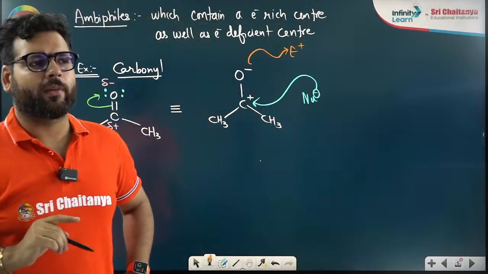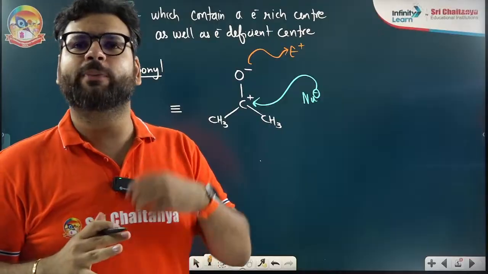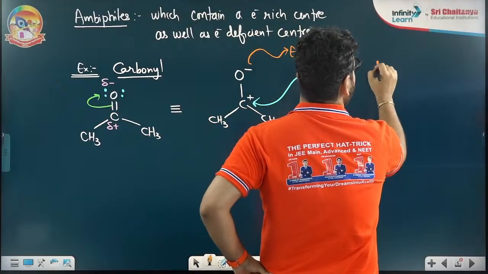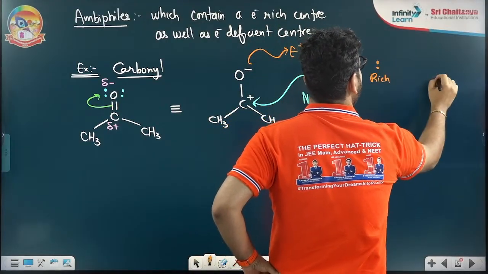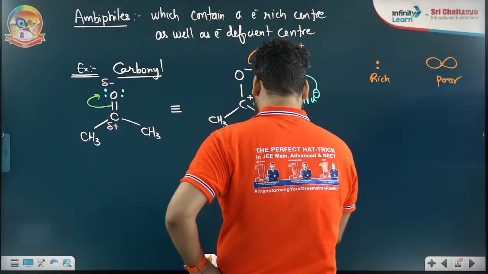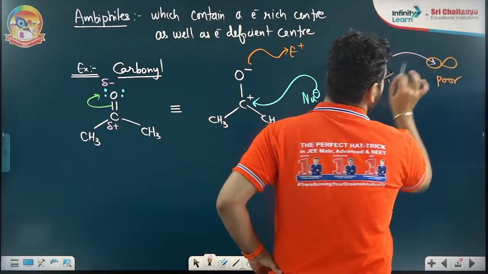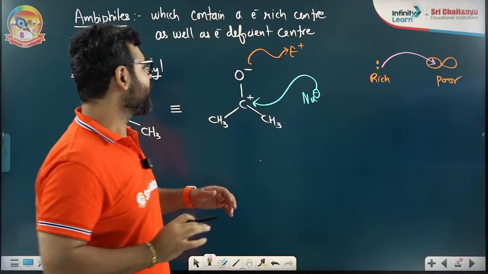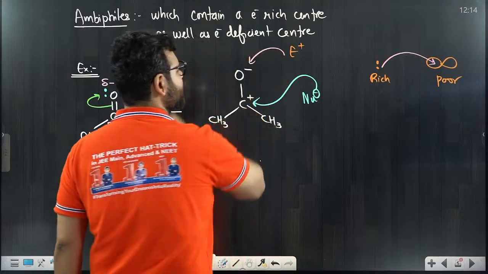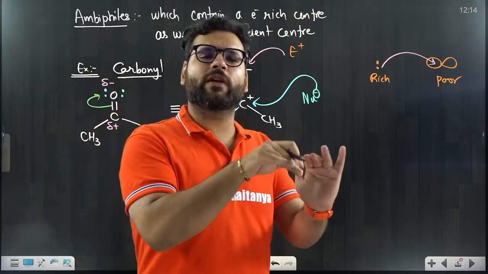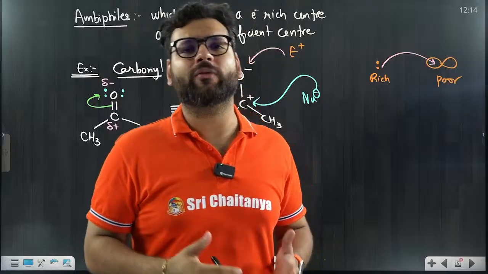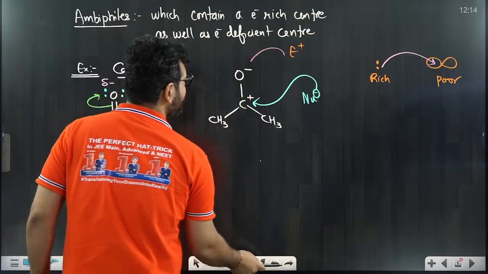One thing you should remember, always show the arrow from a rich species to a poor species. Poor species will have some empty orbital, rich species will have some electrons. Arrow always from rich to poor. So never ever say that an electrophile comes and attacks. Electrophile cannot attack. Never say that electrophile comes and attacks here like this. It is not possible. By arrow, we want to show movement of electrons. So actually, electrons are present on oxygen here, right?